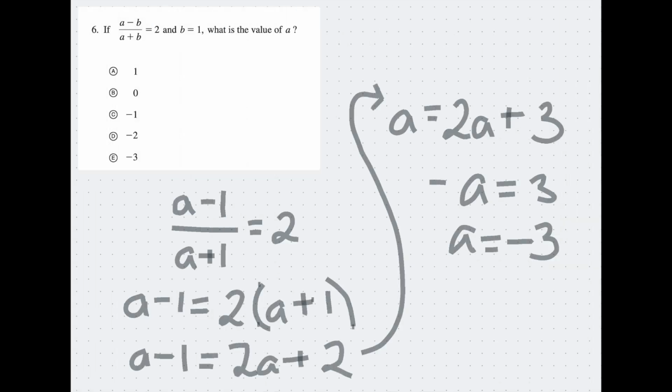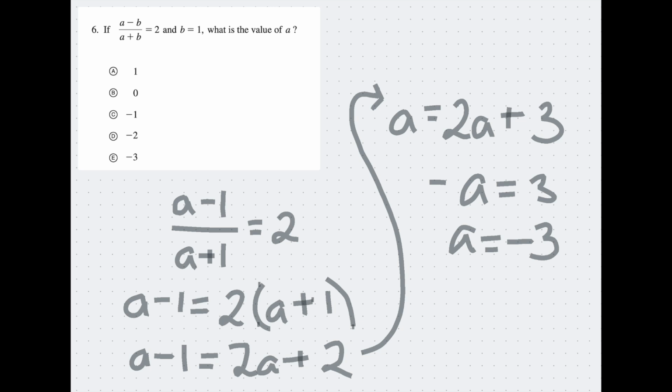At this point, you might be thinking to yourself, how am I going to see algebra on the GRE? Here's a sample question from a real GRE practice test that ETS made. If (a minus b) over (a plus b) equals 2 and b equals 1, what is the value of a? So we know what b is equal to. B is equal to 1. So let's rewrite the equation plugging in for b. (a minus 1) over (a plus 1) equals 2.